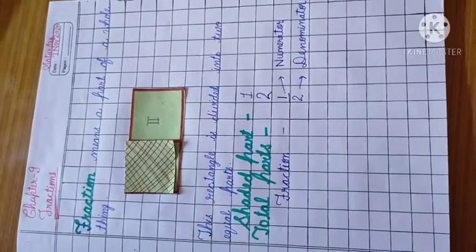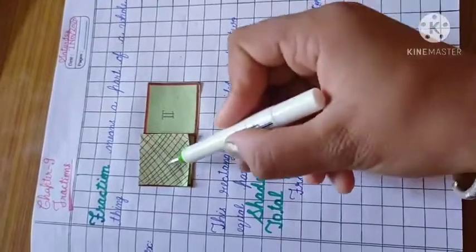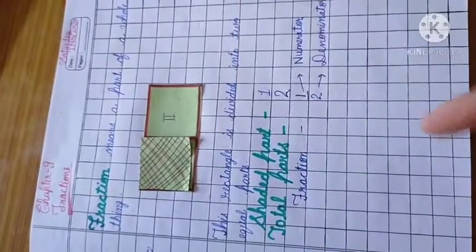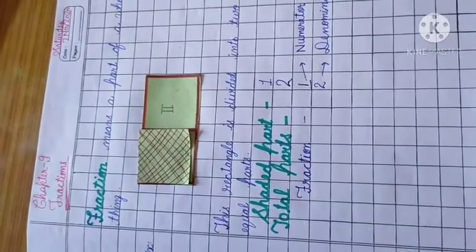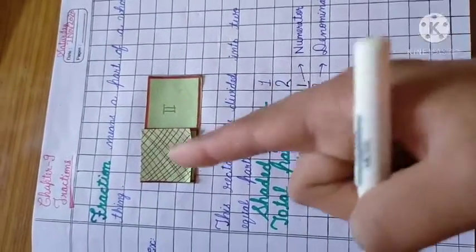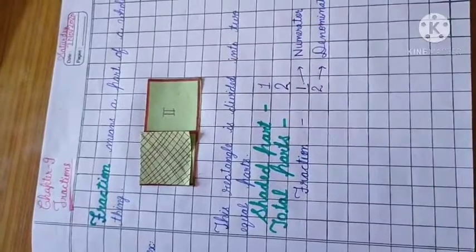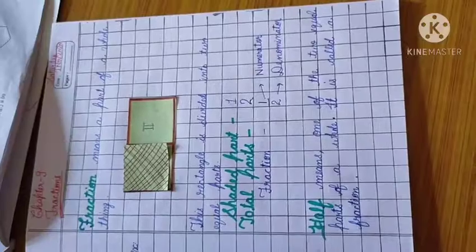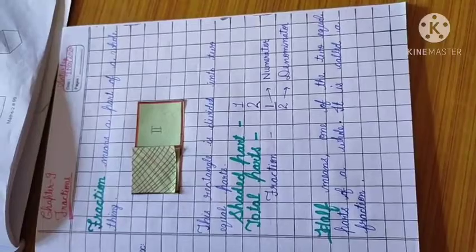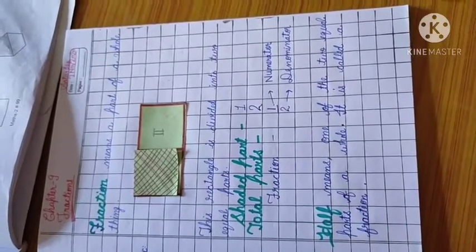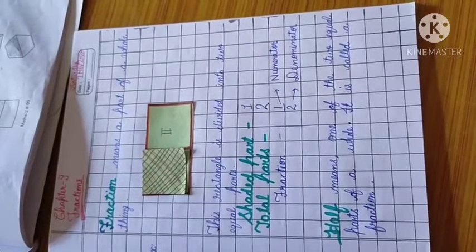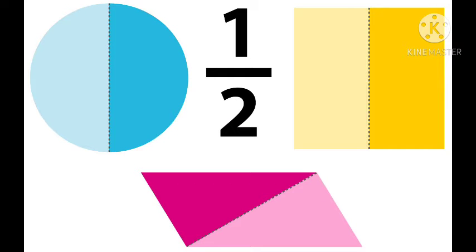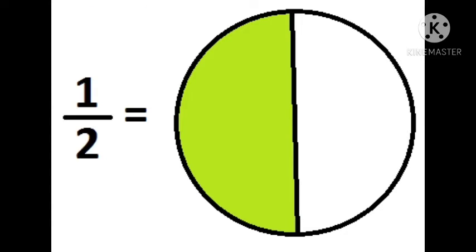Okay, now when something is divided into two equal parts, we call them half. One piece out of two equal pieces is half. Half means one of the two equal parts of a whole. It is called a fraction. Now look at here some more shapes which show the half fraction.